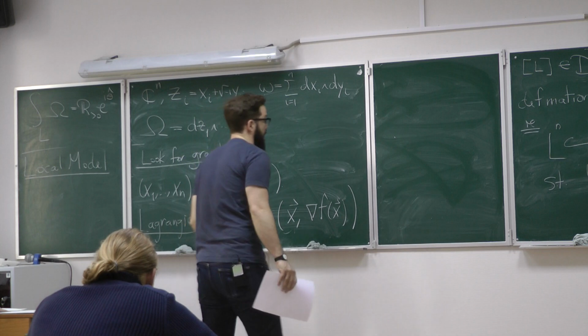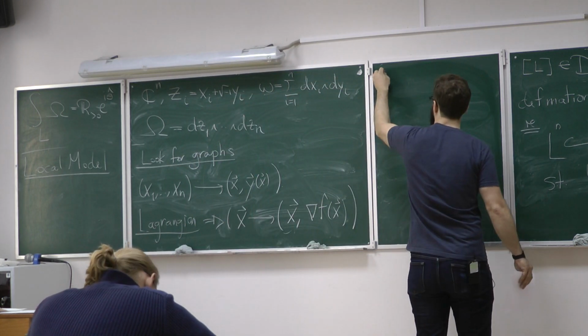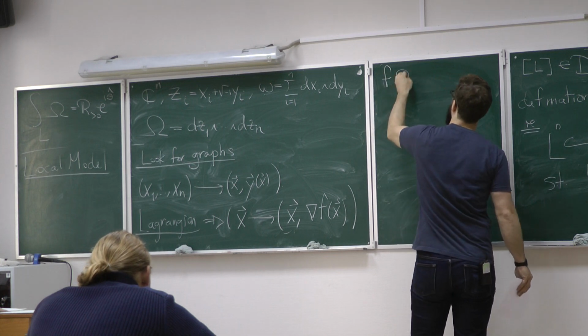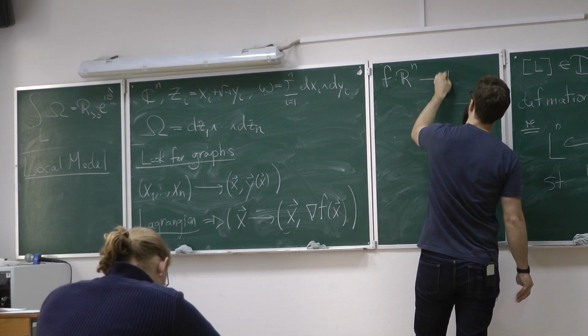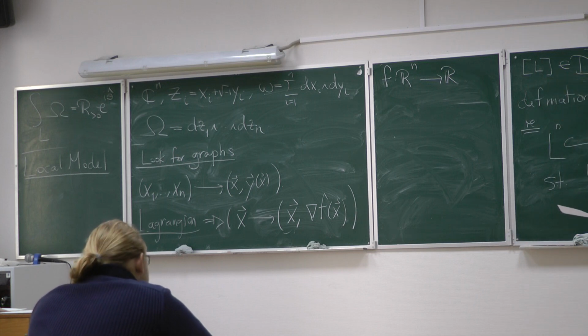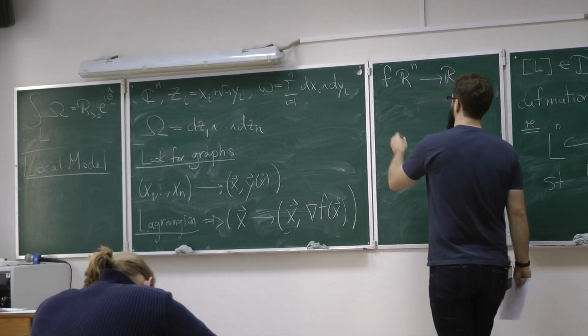So here f is a map. Okay, so that's what it means to be Lagrangian. Now we impose the special Lagrangian condition.